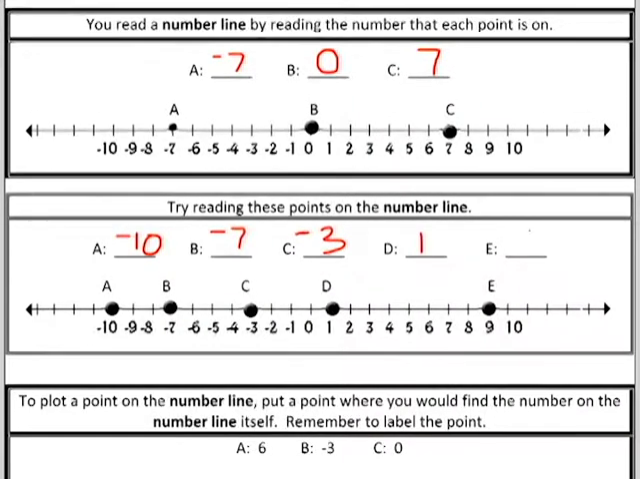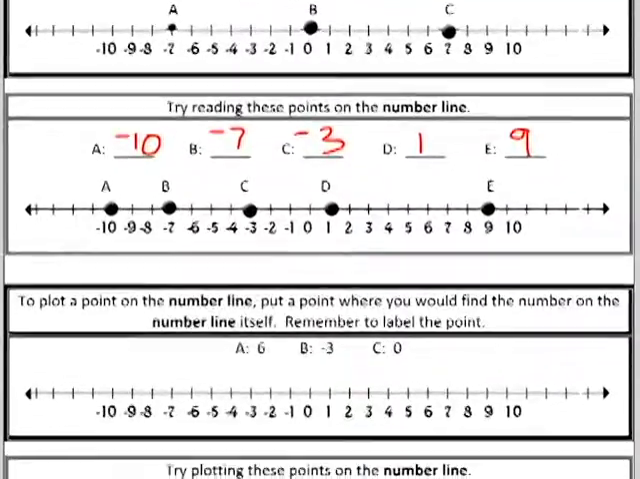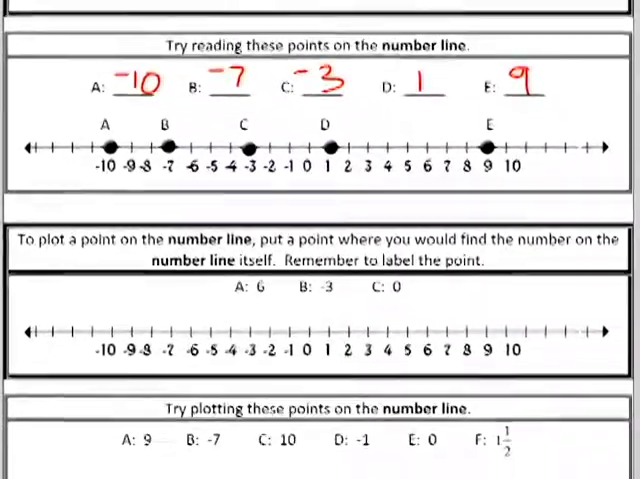To plot a point on the number line, put a point where you would find the number on the number line itself. Remember to label the point. Alright, so let's go through. Let's pick a different color. A is at 6, so we just go to 6 on the number line. It's 1, 2, 3, 4, 5, 6 spaces away from 0.